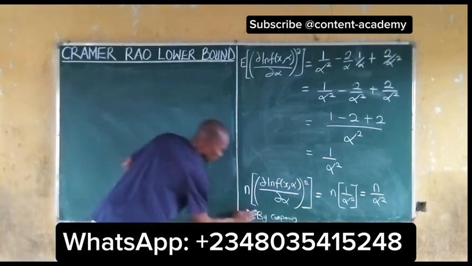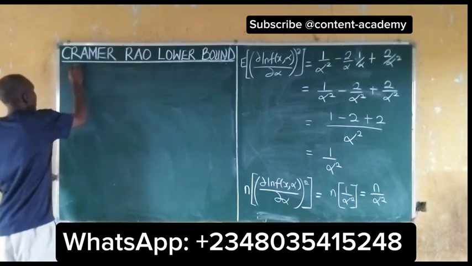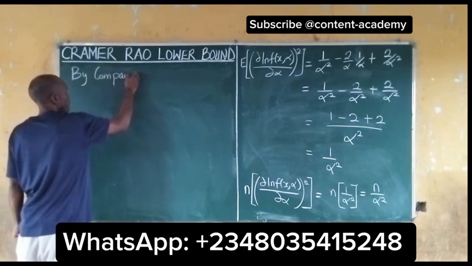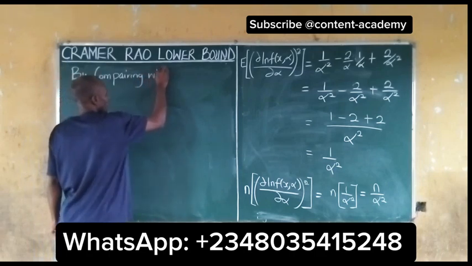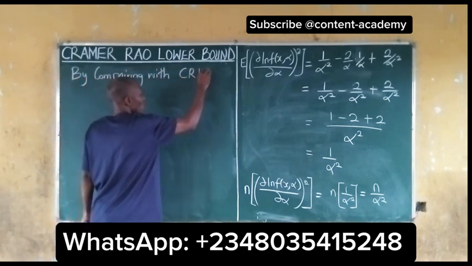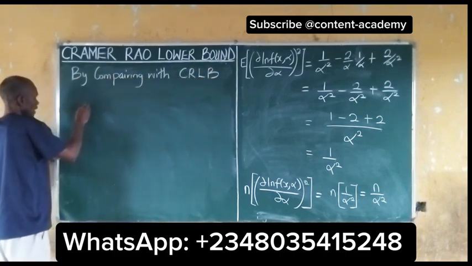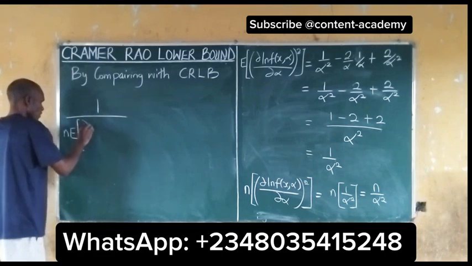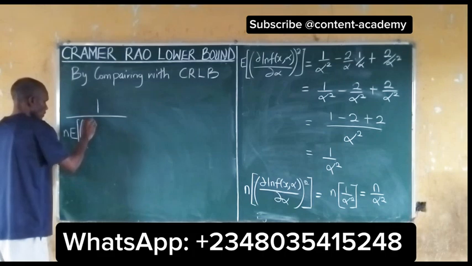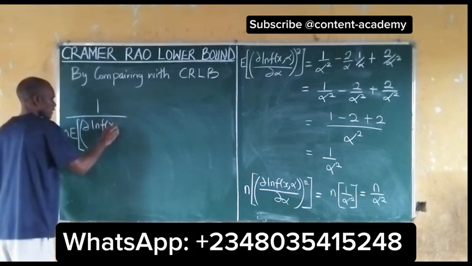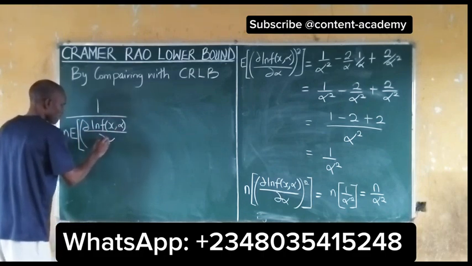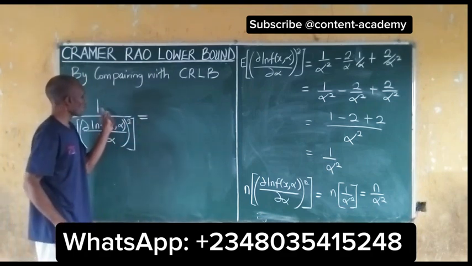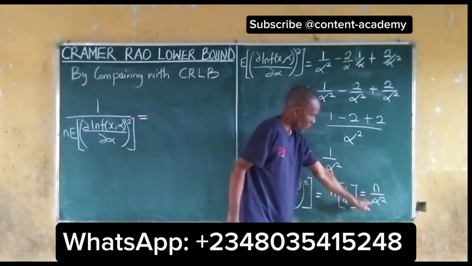So, by comparing with the Cramér-Rao lower bound inequality, which is that 1 all over n expectation of the differential log function of f of x, alpha over alpha, squared is equal to, since we have 1 all over, here our answer is n all over alpha squared.